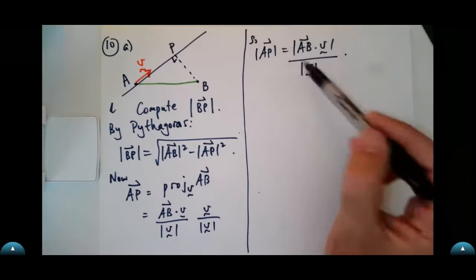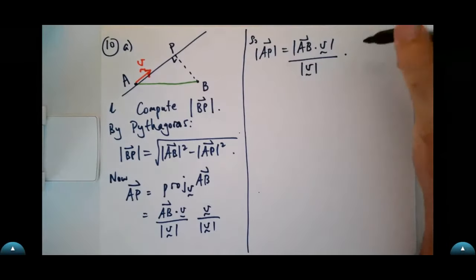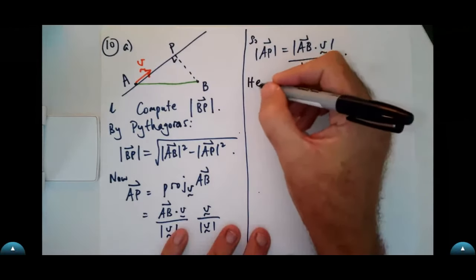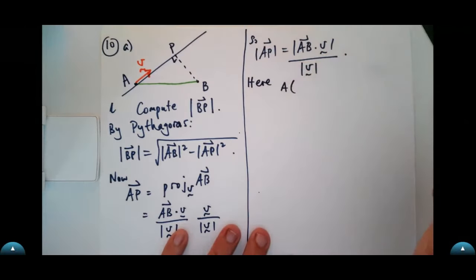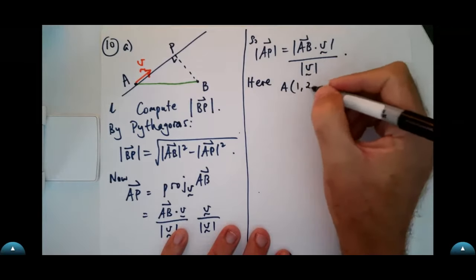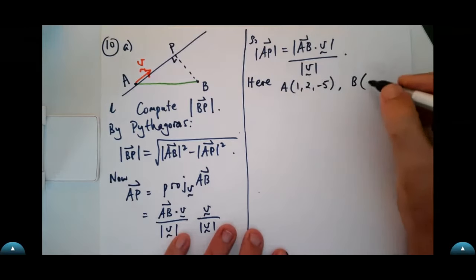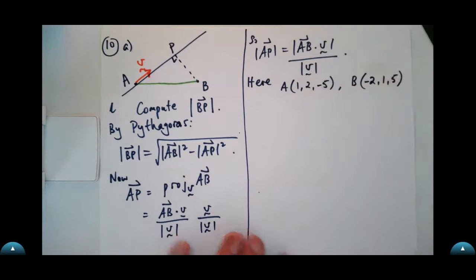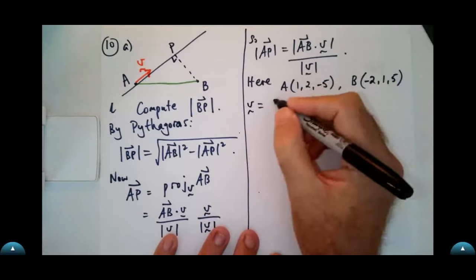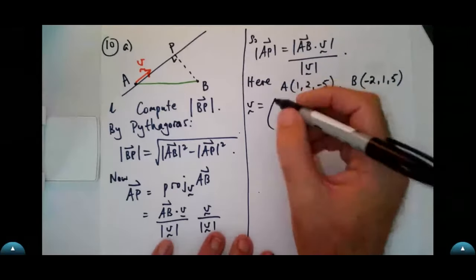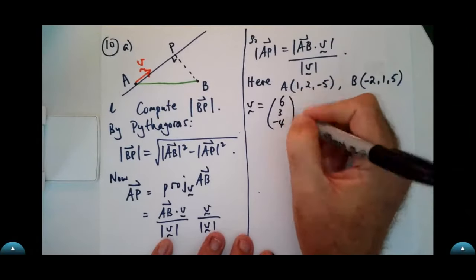So remember, the top here is absolute value and the bottom is length. So let's work this out for our question. In our question, A is the point (1, 2, -5), B is the point (-2, 1, 5), and our vector V, which is parallel to our line, is given by (6, 3, -4).